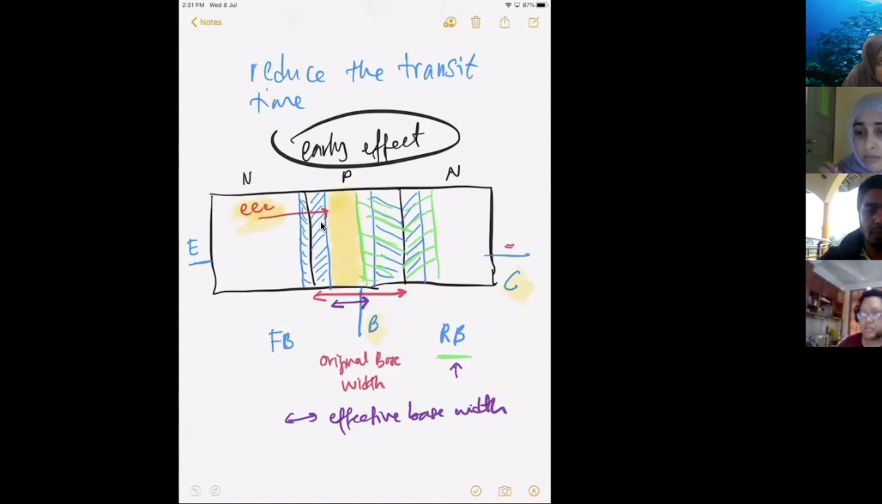Because we do not want recombination in the base. We want the emitter current, the electrons from the emitter, to reach the collector. But in the base, some of these electrons got recombined. But now, because of the Early effect, the base width is decreasing. So in the base, we will not have many recombinations. Therefore, more electrons can reach the collector, and we will not have a constant gain, we will have an increased gain.